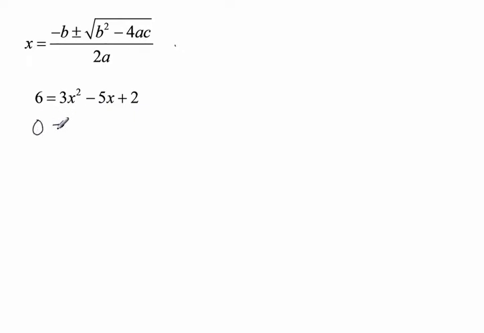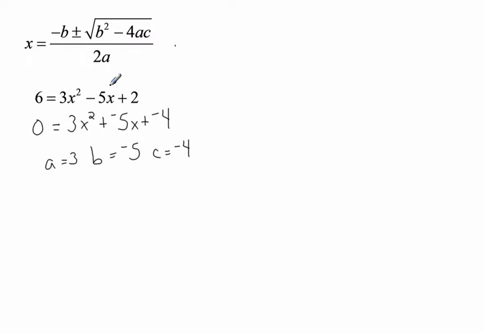So I've got 0 is equal to 3x squared plus negative 5x, and it'll be plus negative 4. And then I'm going to identify a, b, and c. So the a here is a 3. The b is a negative 5. And the c is a negative 4. Now the toughest thing about using it actually ends up being this little subtraction right there.